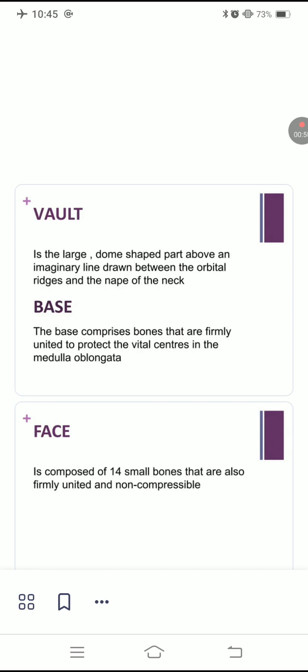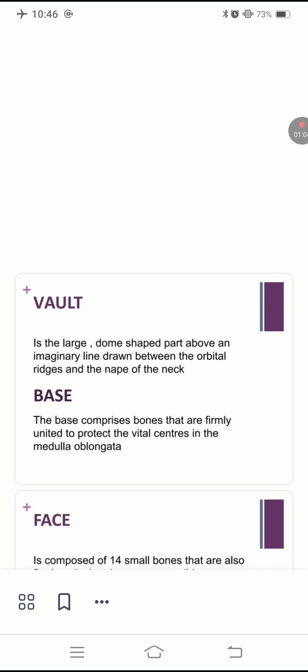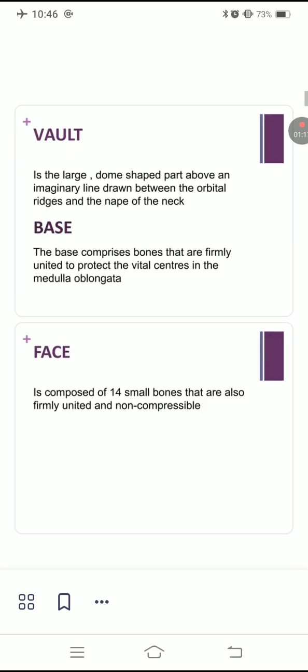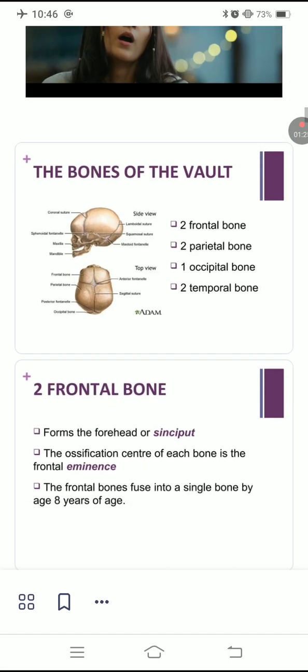First, vault is the large dome-shaped part above an imaginary line drawn between the orbital ridges and the nape of the neck. Then base. The base comprises bones that are firmly united to protect the vital centers in the medulla oblongata. Then face. It is composed of 14 small bones that are also firmly united and non-compressible.